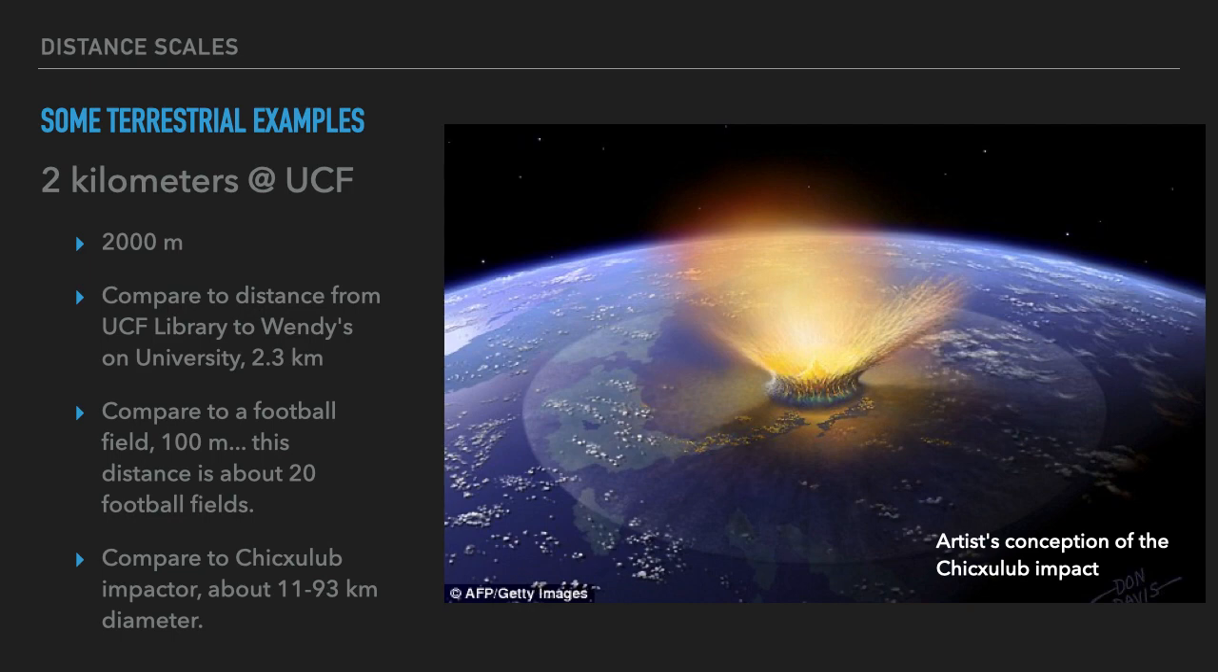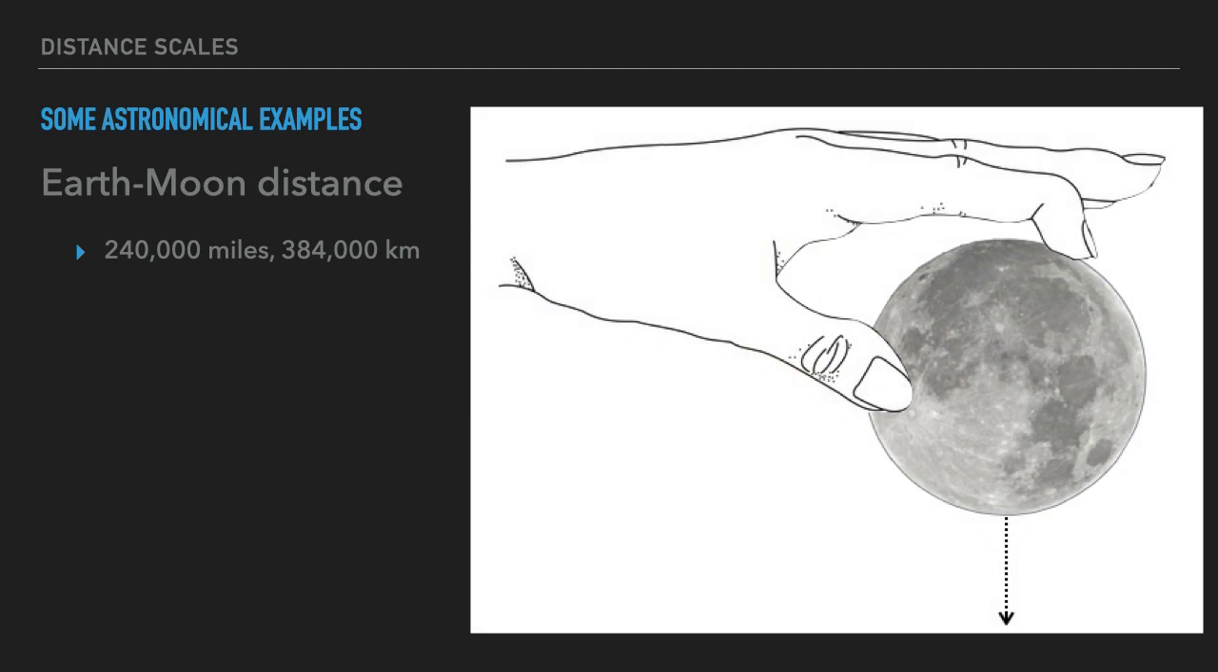You don't have to be talking about distances. You could be talking about energy scales, mass scales, any kind of measurement that you make. You want to think like this. Now let's do some astronomical examples. First good one is the Earth-Moon distance.